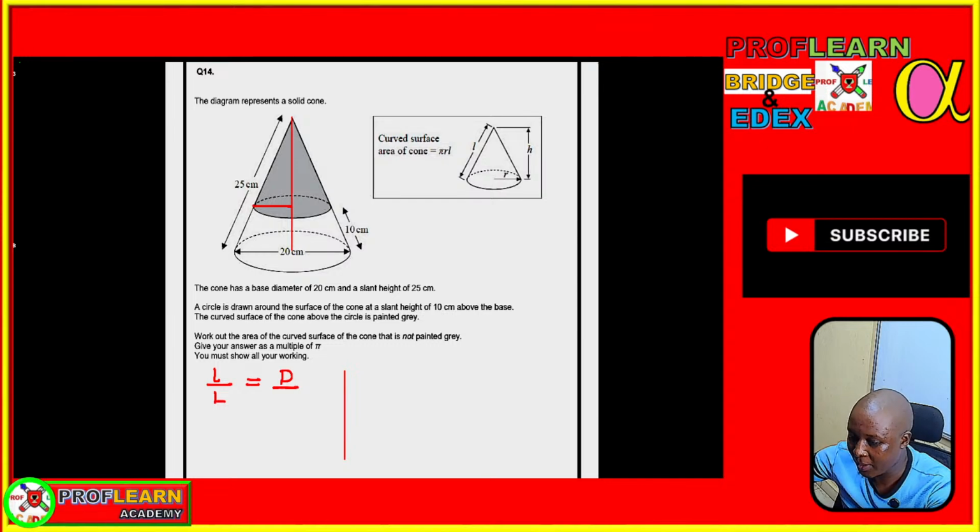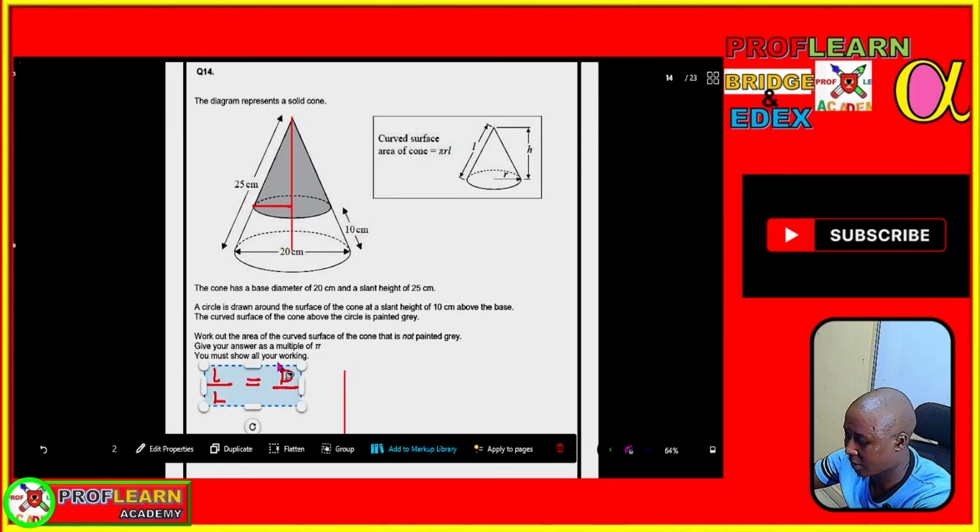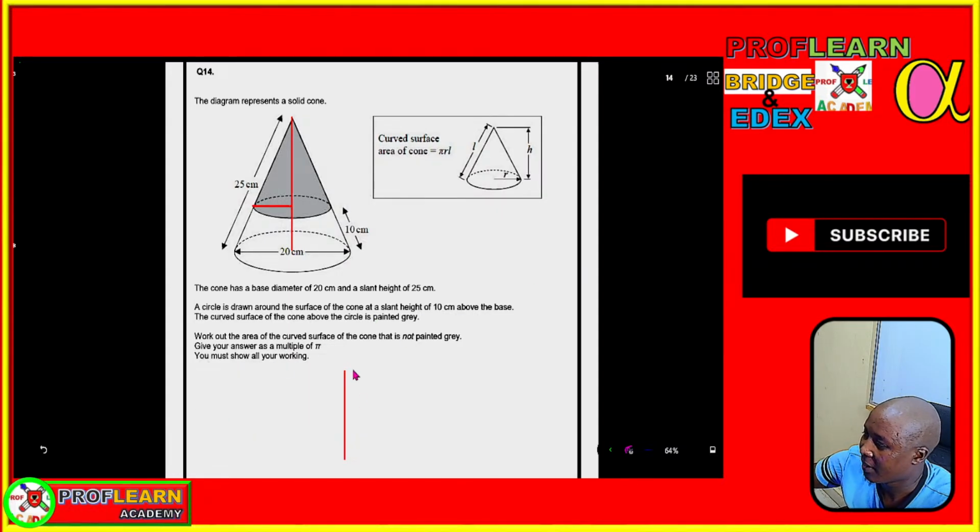So the process of finding the curved surface area of the big cone. Let's start with the surface area of the big cone. Hamid, of course, has already gotten it. This is going to be pi r l. What's the radius there? It is going to be 10, because whatever we have here is basically the diameter.